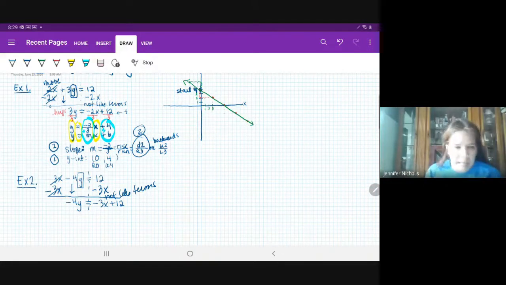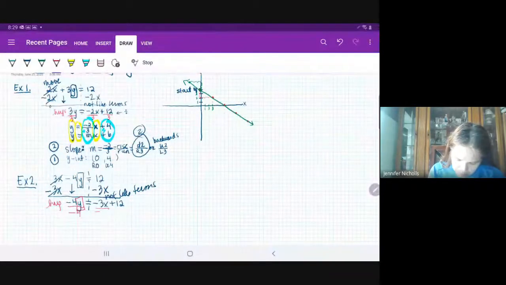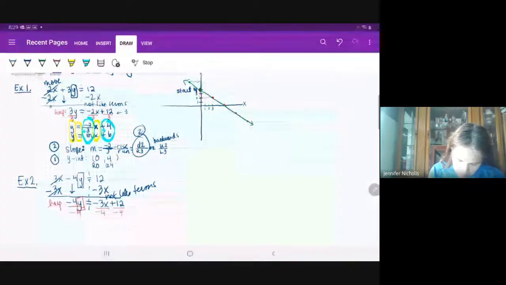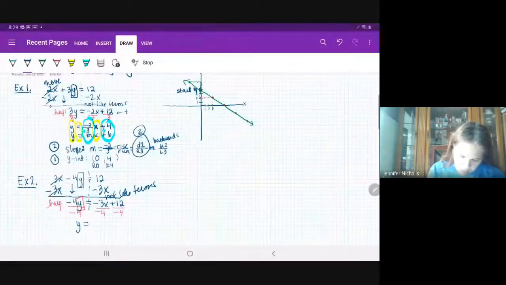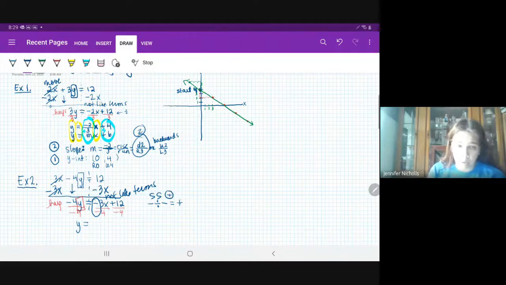What do I do next? That's exactly what you do, Carissa. Divide by negative 4. Divide by negative 4. And then I get y equals. Now, this negative and the negative, I'm going to write it to the right. A negative divided by a negative is a positive because there's that rule that says same signs positive. That's for dividing and multiplying.